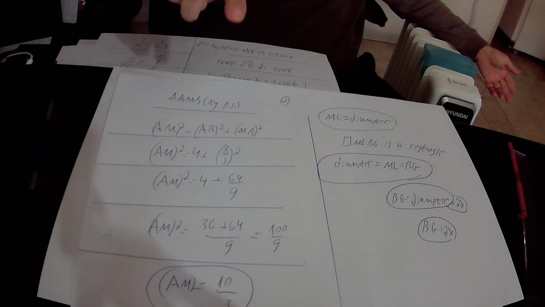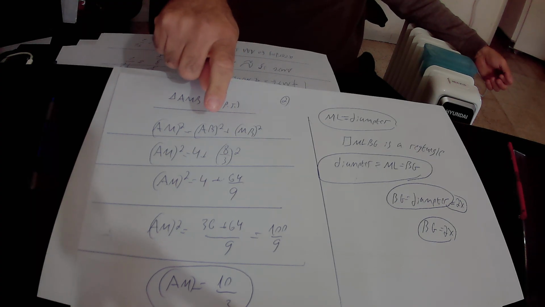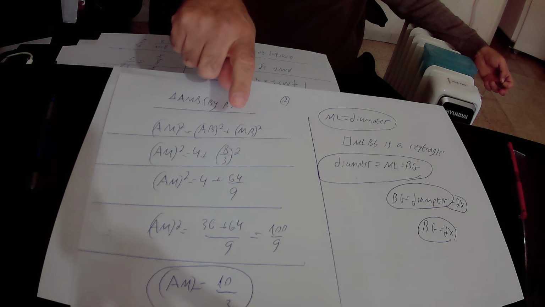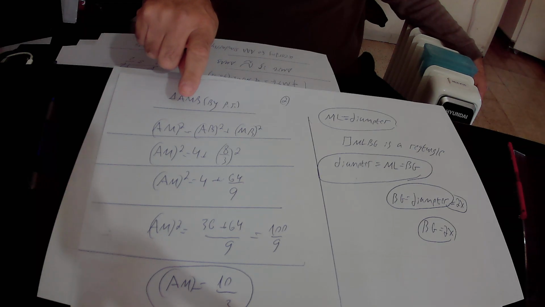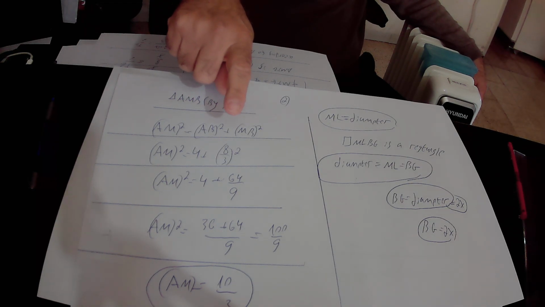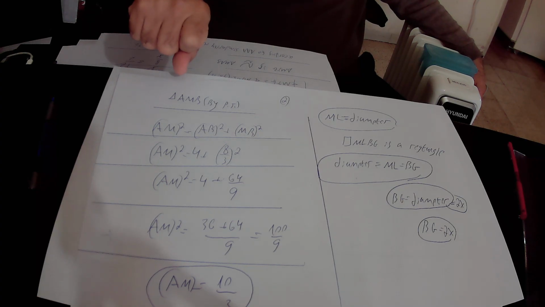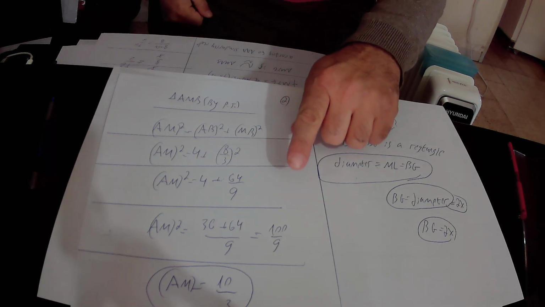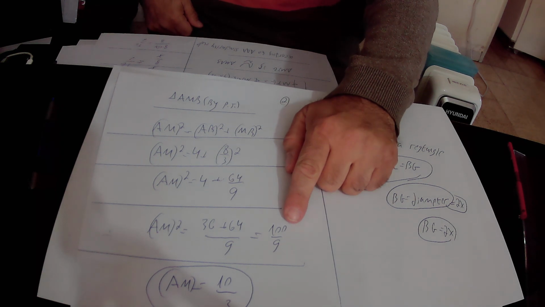So AM squared equals 4 plus 64 over 9. Then we multiplied 4 by 9 and divided it by 9 in order to have a common denominator with 64 over 9. So AM squared equals 4 times 9, which is 36, plus 64 over 9. 36 plus 64 is 100 over 9.